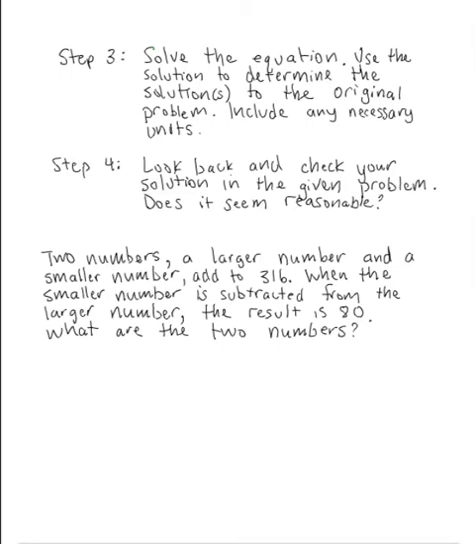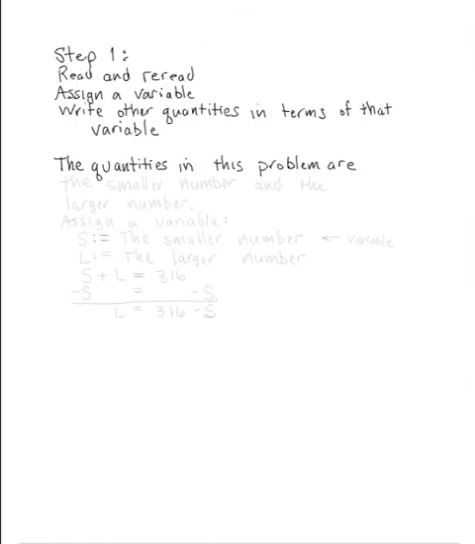So here's an example problem. 2 numbers, a larger number and a smaller number, add to 316. When the smaller number is subtracted from the larger number, the result is 80. What are the 2 numbers? Alright, so let's go through the 4 problem-solving steps to determine the 2 numbers. Step 1, read and reread.